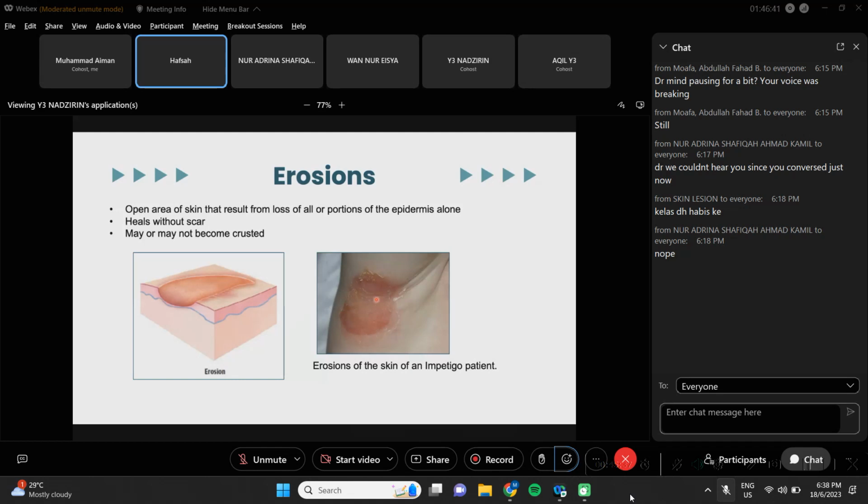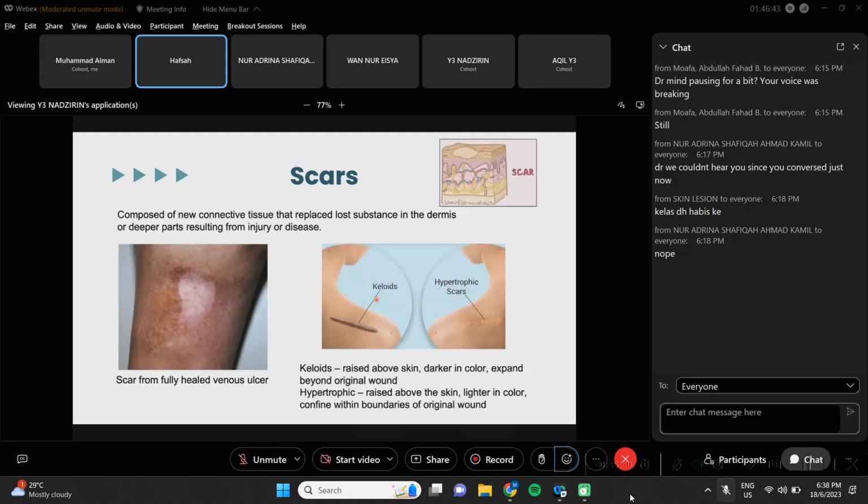And lastly, you have scar in the list of secondary lesions. So with a scar, again, something must have happened before a scar is formed. So it is a secondary skin lesion. It's not primary. Scar doesn't happen spontaneously. Something must have happened. Even keloids, sometimes they might get a very mild kind of trauma to the skin. It could start with an acne.